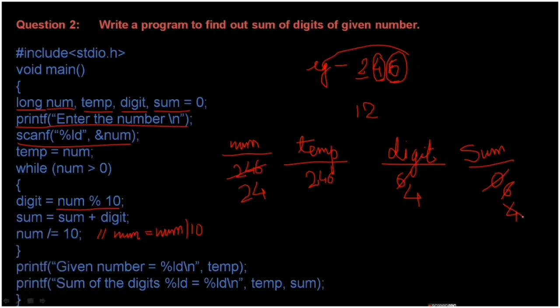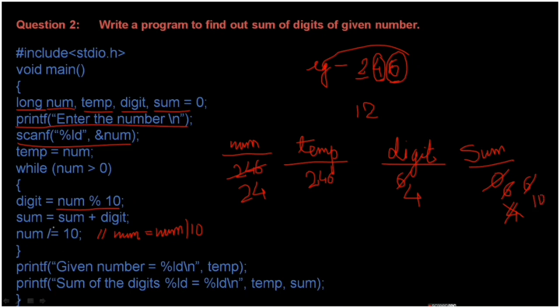Here it is 6 only, because 0 plus 6 is 6. Now sum is equals to sum plus digit. So already we have 6 and digit is 4. Now 6 plus 4 is equals to 10. We need to write it here, 10.